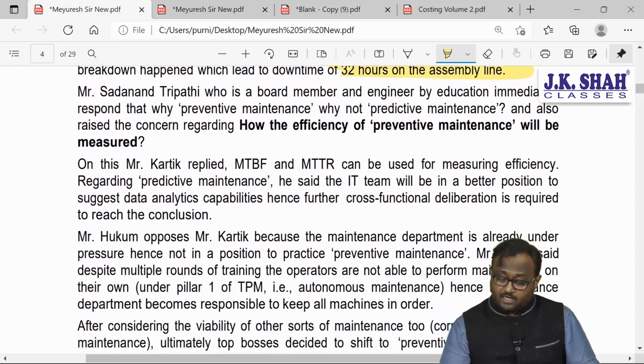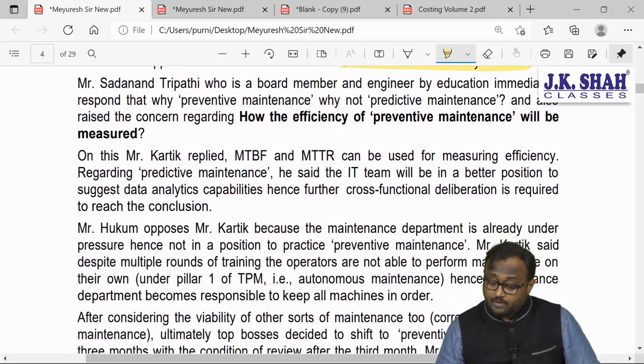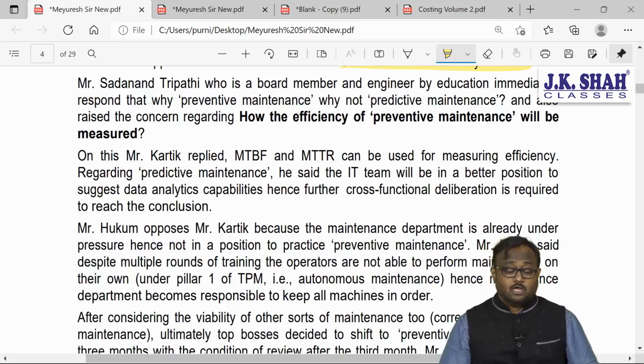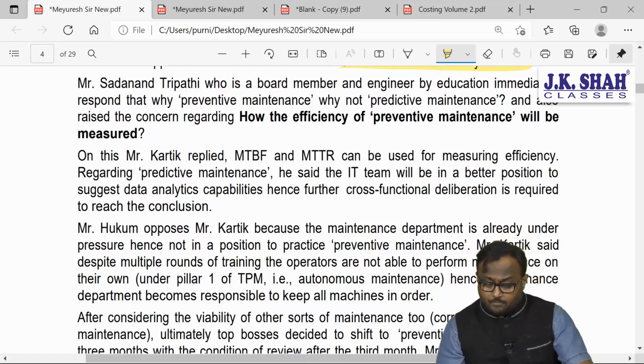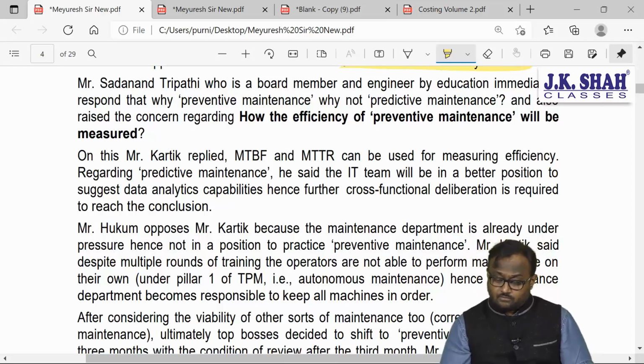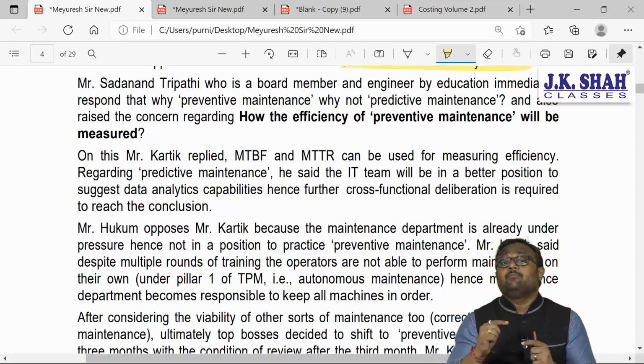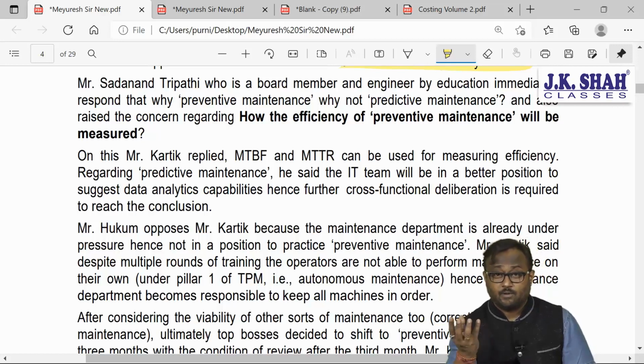Mr. Sadanand Tripathi, who is a board member and engineer by education, immediately responded, why preventive maintenance? Why not predictive maintenance? Preventive maintenance will not let the wastage happen. Preventive maintenance will stop the breakdown or will stop the wastage. Predictive maintenance will keep on suggesting that there is a probable chance of breakdown.